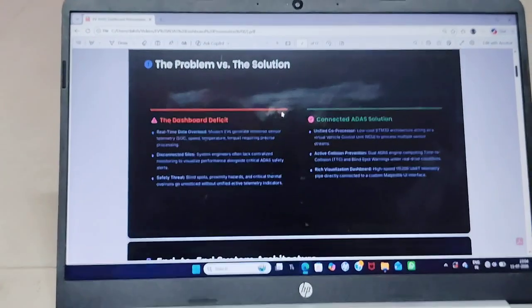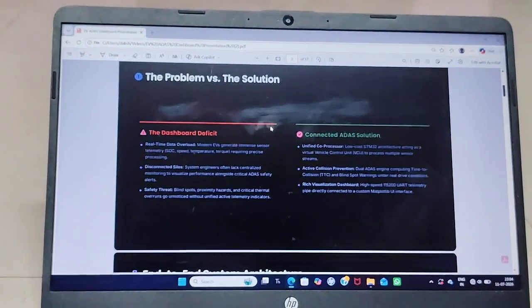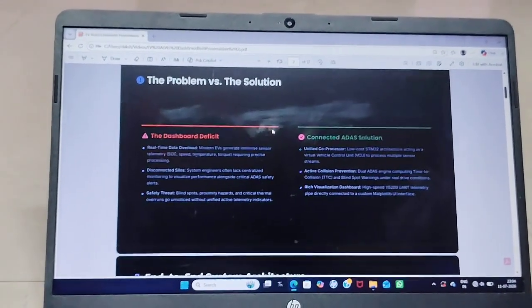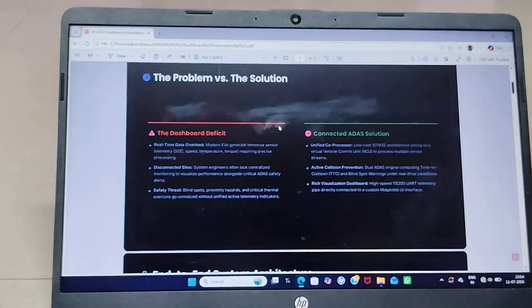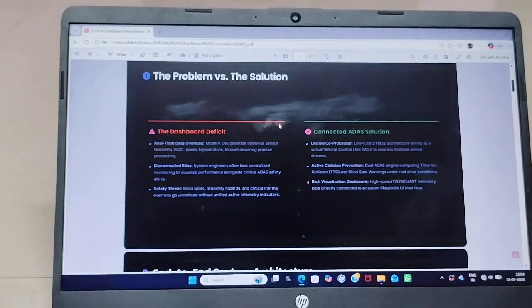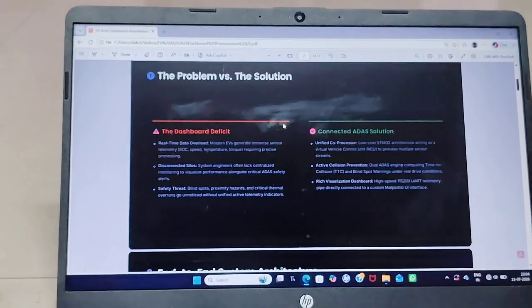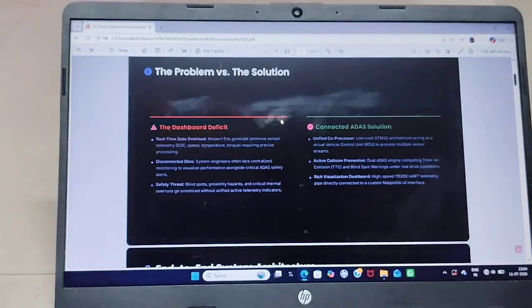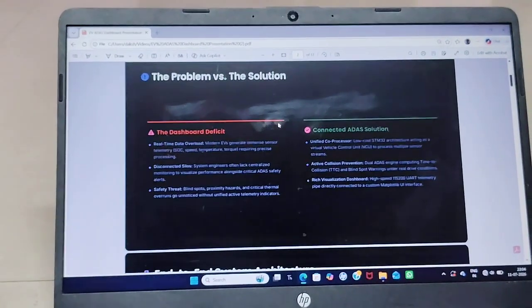The EV vehicle dashboard's main defect is real-time data overload. Real-time data overload depends upon SOC, speed, temperature, and torque. SOC is nothing but state of charge. It's called SOC.